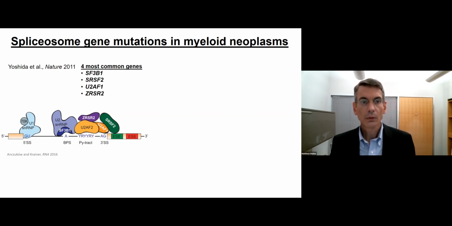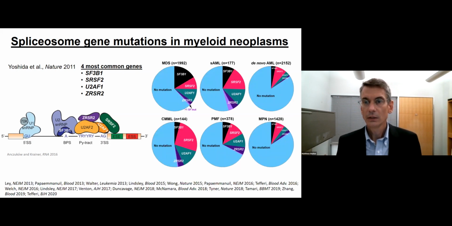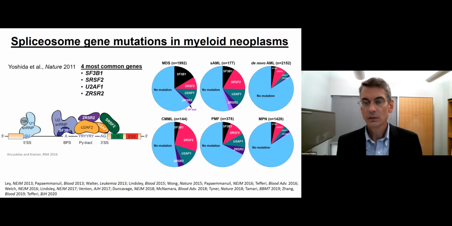Now, these 4 commonly mutated genes are distributed widely across at least these 6 myeloid diseases represented here. And what we can see is, although no specific mutation is isolated to a specific disease type, there are enrichments, as shown with MDS, where SF3B1 is enriched, and CMML, where SRSF2 is enriched. But there's increased complexity that is not shown here.